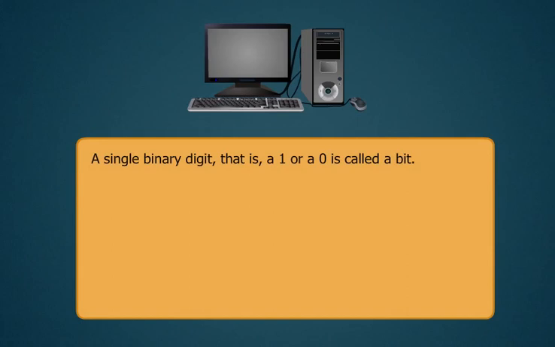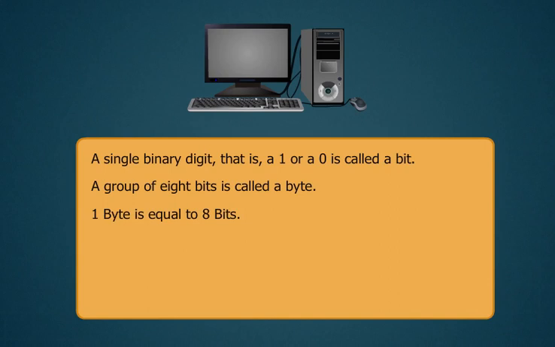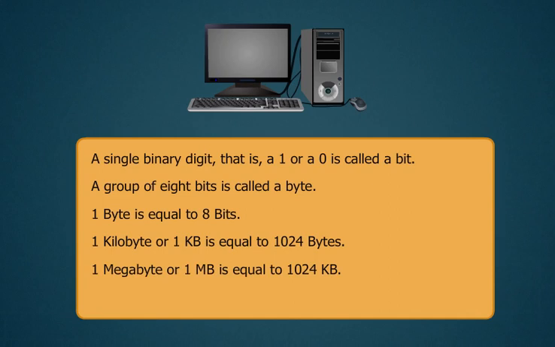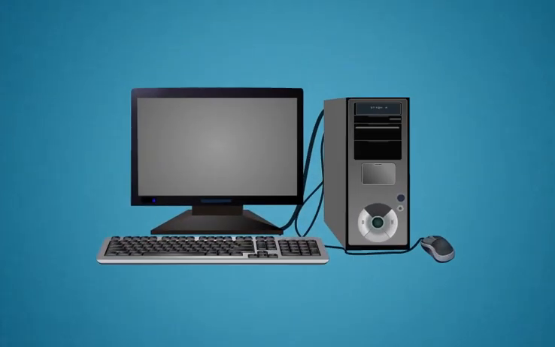A single binary digit, that is, a 1 or a 0, is called a bit. A group of 8 bits is called a byte. 1 byte is equal to 8 bits. 1 kilobyte or 1 KB is equal to 1024 bytes. 1 megabyte or 1 MB is equal to 1024 KB. 1 gigabyte or 1 GB is equal to 1024 MB. So, now when someone tells you that you have a 2 GB RAM, you know what it means.